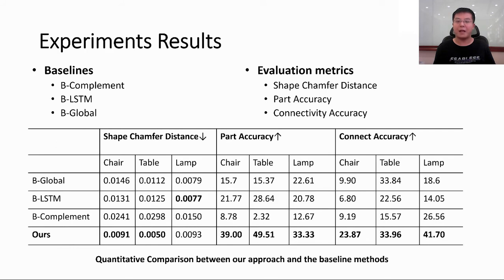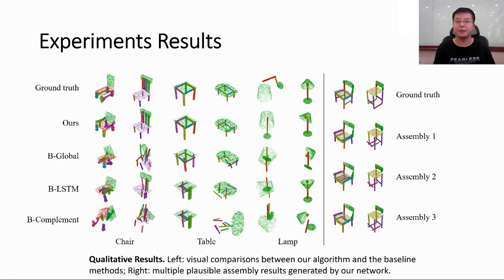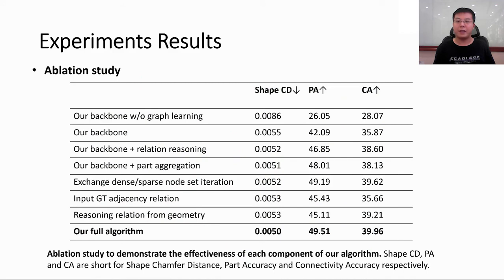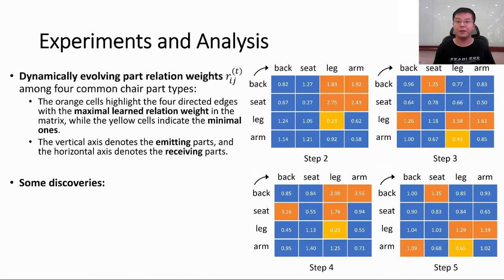We use the PartNet dataset to demonstrate our effectiveness compared with existing methods, both quantitatively and qualitatively. An ablation study illustrates the effectiveness of each module of our method. It's also interesting to analyze the implicitly learned relations.